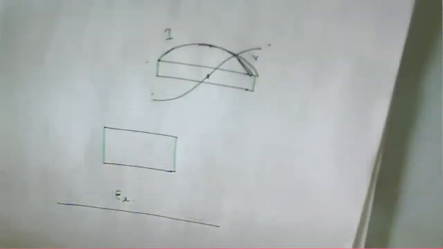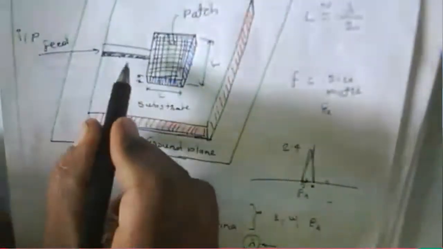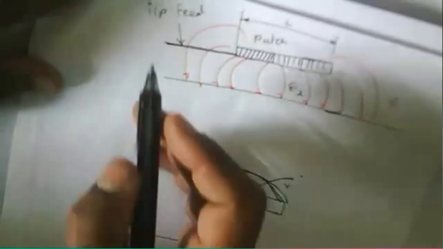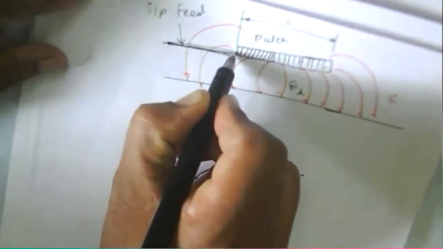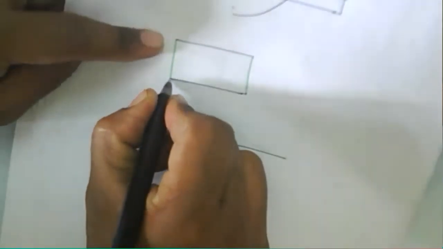Okay, this one is about our substrate. Instead of connecting the microstrip line to the patch to excite the antenna pattern, the patch can be excited from the bottom up.